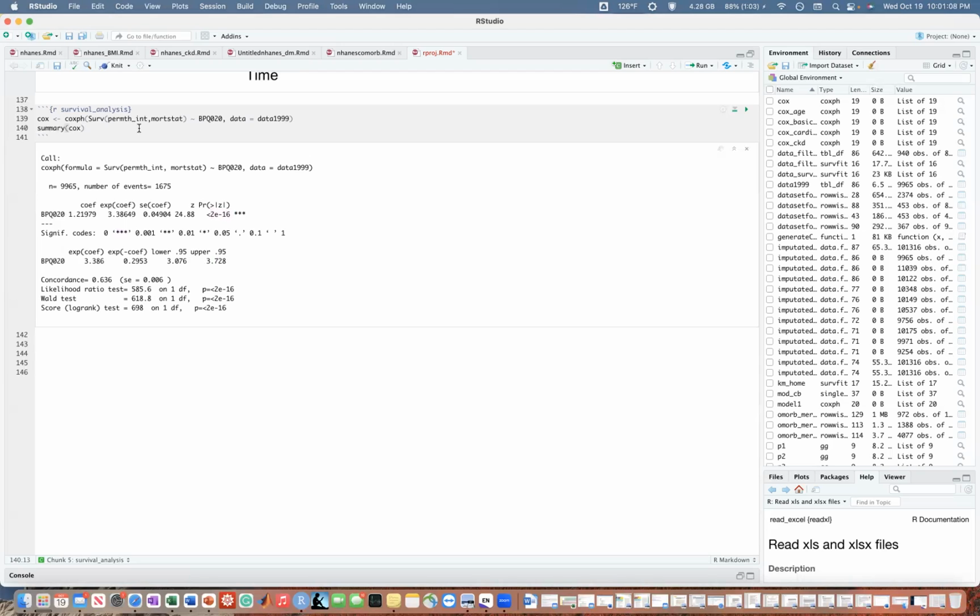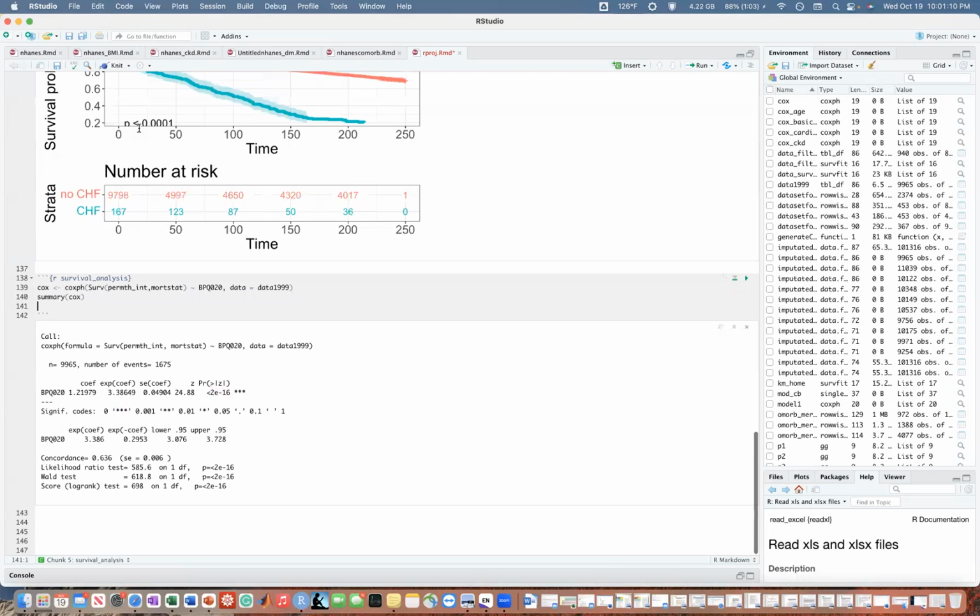Interesting. But we never run pure hazard ratios, because remember, in this case we ran a Cox survival model, but we didn't adjust for age. We didn't adjust for gender differences or anything. So let's actually do that.